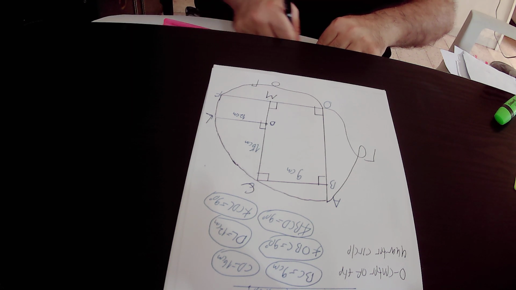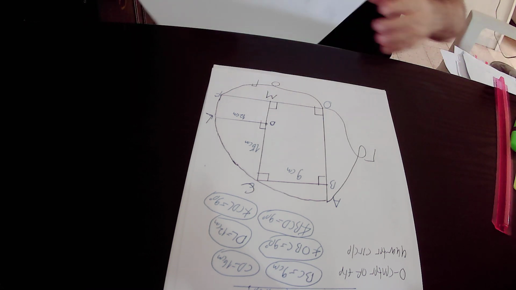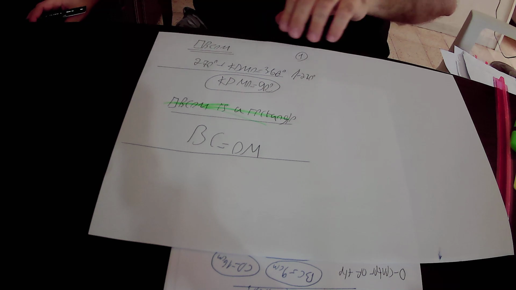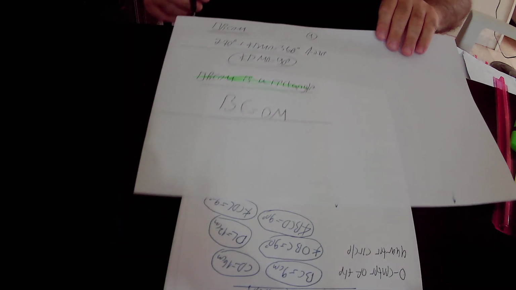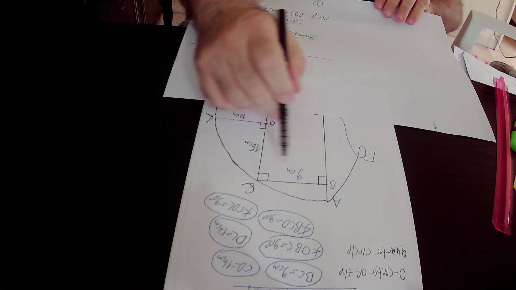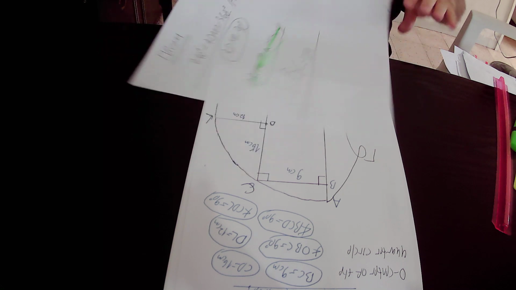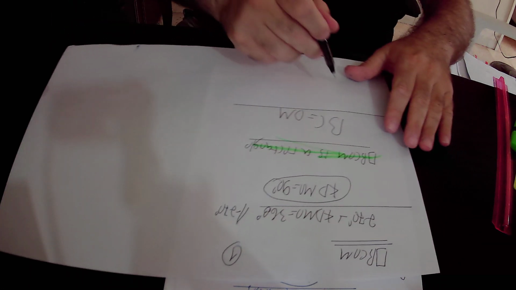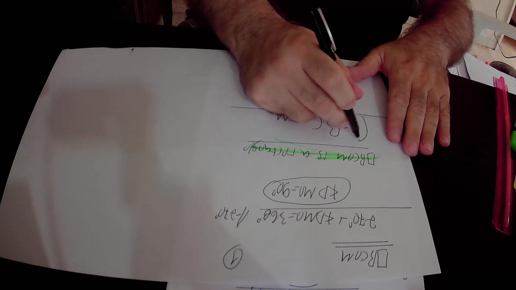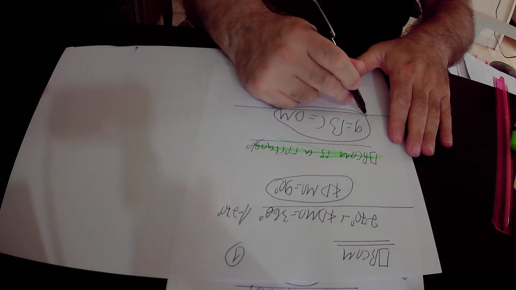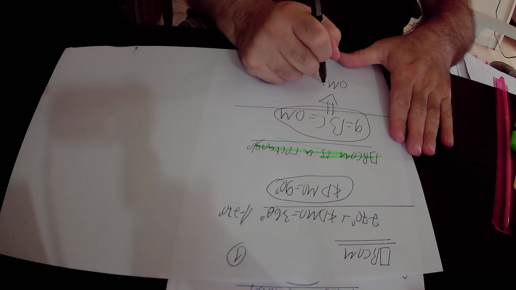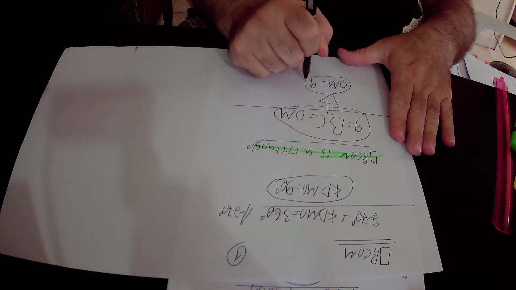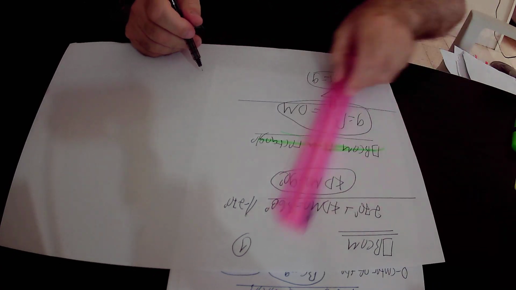Okay, repeat again. In quadrilateral BCOM, side BC equals side OM, according to the rule that the opposite sides of a rectangle are equal to each other. But according to what is given in the question, side BC equals 9 units. So we can write here that BC equals 9. And from this equation, 9 equals BC equals OM. We will derive that side OM is also equal to 9 units.